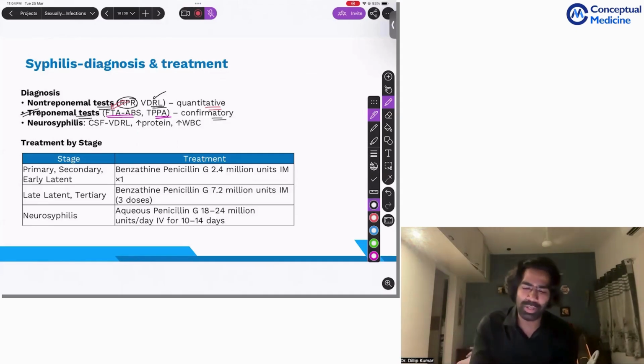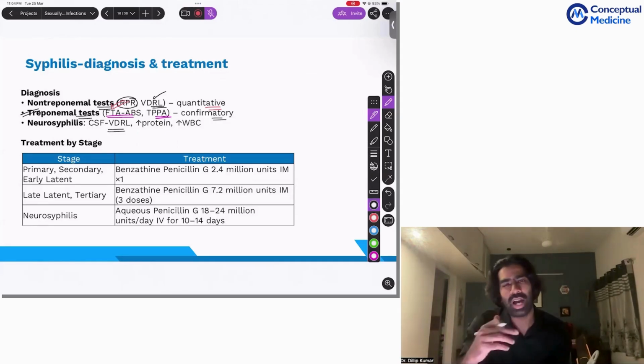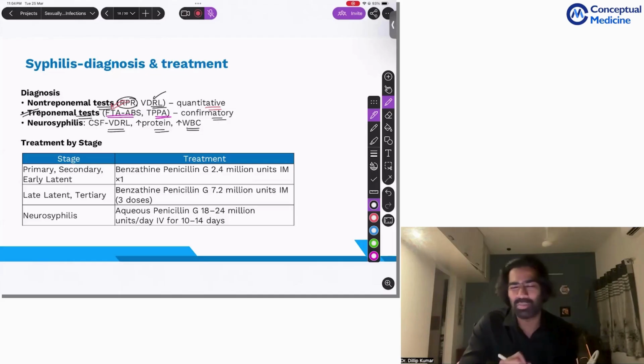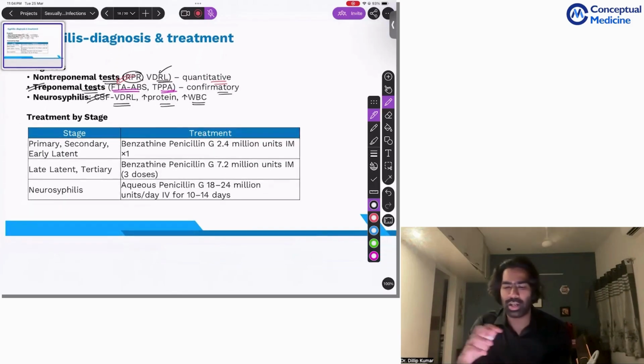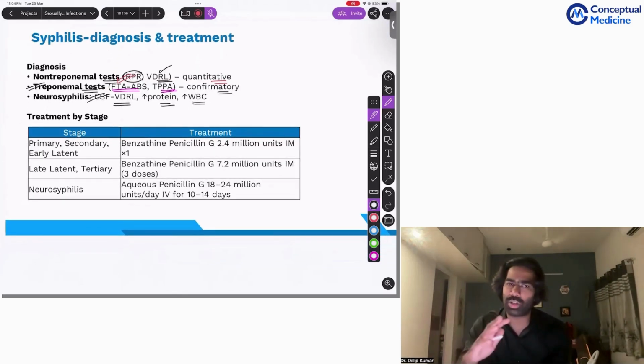Neurosyphilis can be diagnosed with the help of CSF VDRL. And in the CSF, you're going to see high WBC and high protein. Both of them are non-specific for syphilis. But nevertheless, CSF VDRL is going to be the most important test in this case. And for all these infections, treatment is going to be penicillin only.